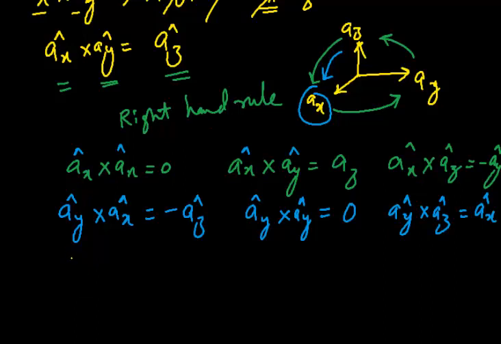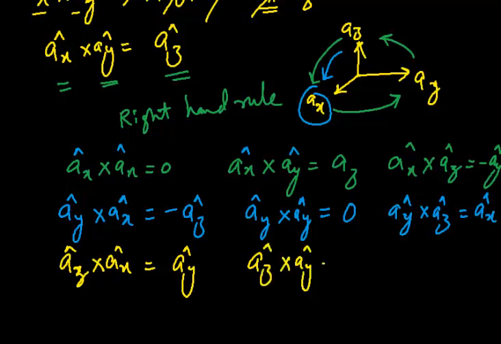Let me take a yellow color, and then AZ when crossed with AX. You have to look at the figure in order to figure it out with the right hand rule, and it gives you AY straight away. AZ crossed with AX gives you AY. Likewise, AZ crossed with AY gives you minus AX, and again the like unit vectors are going to get 0 when they are crossed with one another.